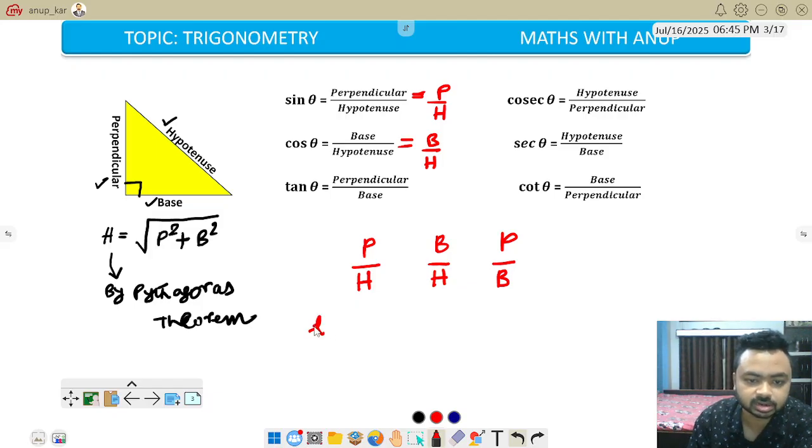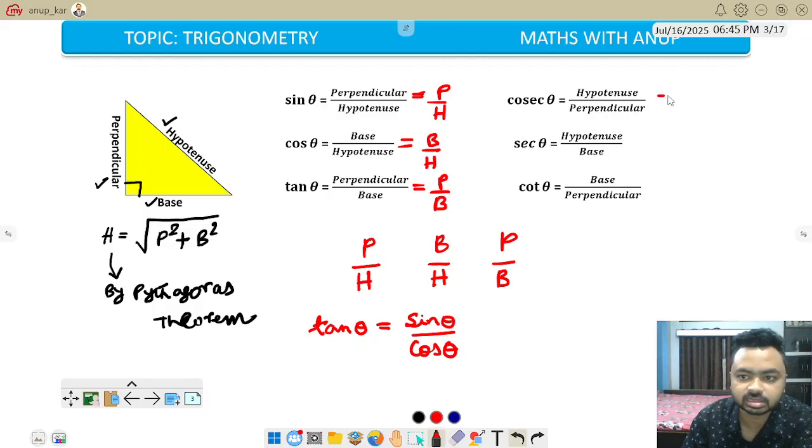And tan theta is sin theta upon cos theta. This is the formula to find tan theta. If we do P by H upon B by H, we will get P by B. Cosec theta is the reverse of sin theta, sec theta is the reverse of cos theta, and cot theta is the reciprocal of tan theta.